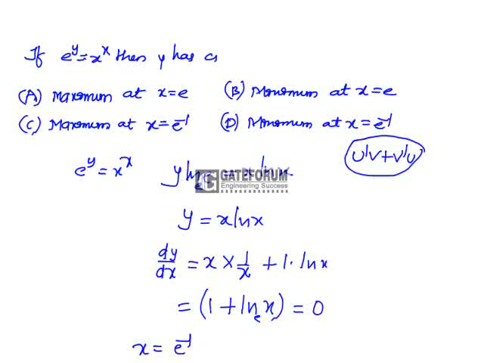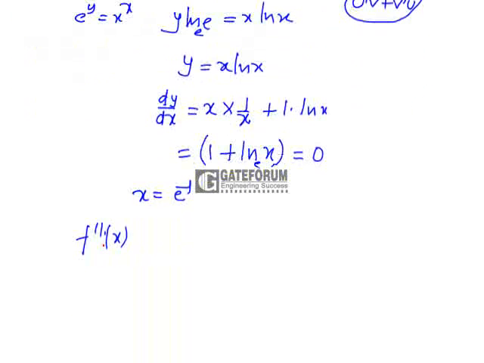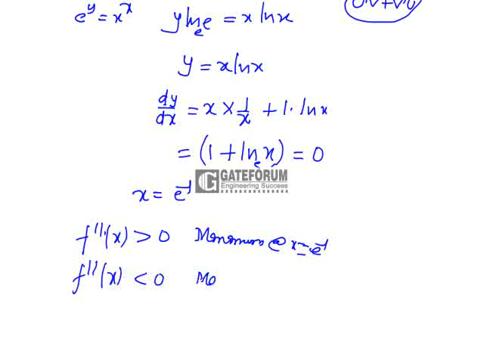We have to find whether at x equal to e power minus 1 we have a maximum value or minimum value. So what we have to check here is f double dash of x. If f double dash of x is greater than 0, then it is having minimum value at x is equal to e power minus 1. Similarly, if f double dash of x is less than 0, then it is having maximum value at x is equal to e power minus 1.